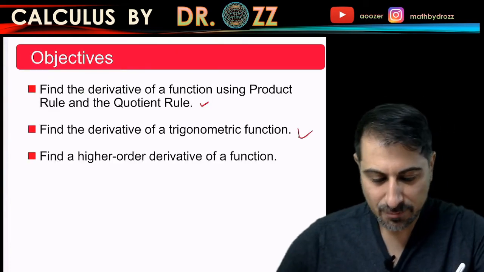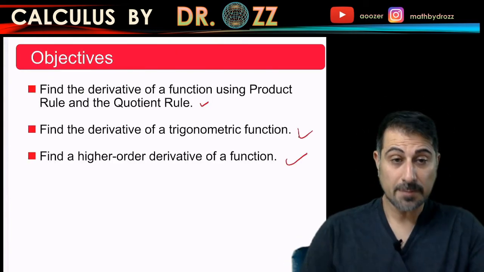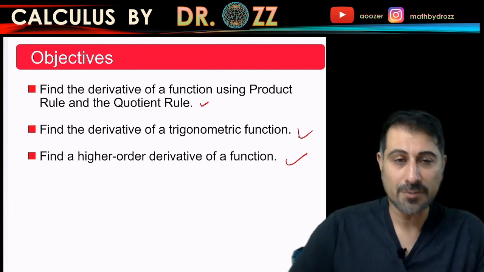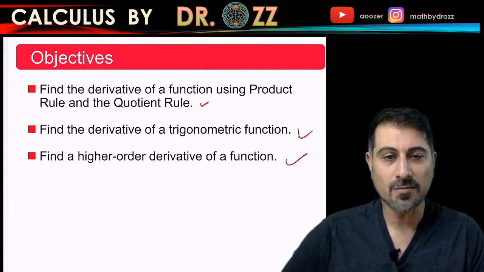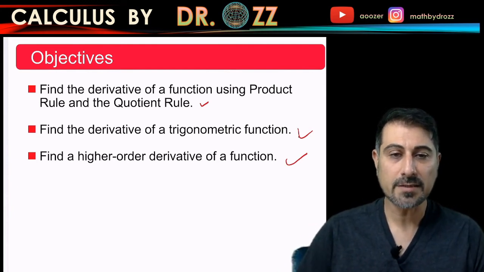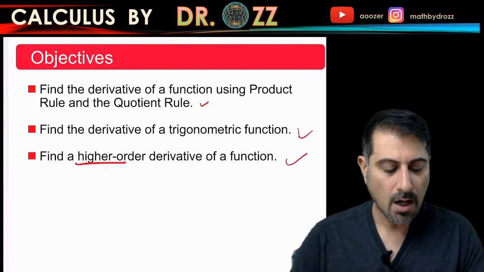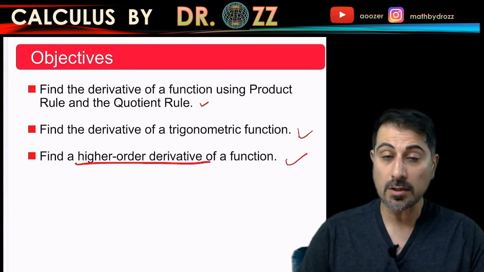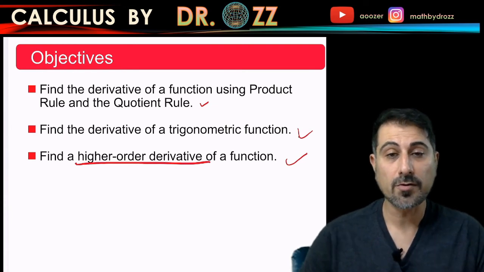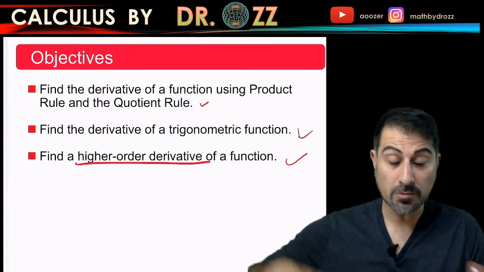All right, we're done with the last learning objective. We talked about the fact that the derivative of the position function is the velocity function, and the derivative of the velocity function is the acceleration function. So this takes you to the higher order derivative concept. You can even talk about third, fourth derivatives of position functions or other functions.